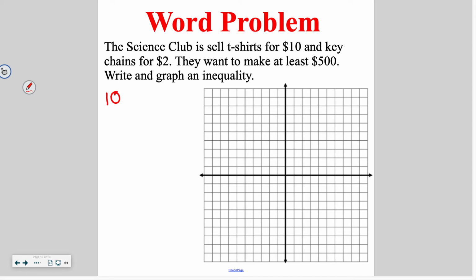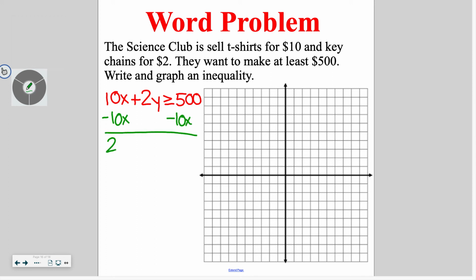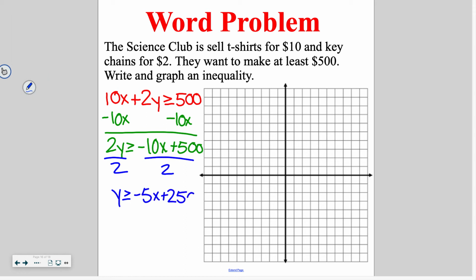So I'm going to say I've got 10x plus 2y is at least, so we want to be bigger than or equal to $500. Now I need to solve to get y by itself, so I'm going to subtract 10x from both sides, giving me 2y is greater than or equal to negative 10x plus 500. And then I'm going to divide everything by 2. So I've got y is greater than or equal to negative 5x plus 250.